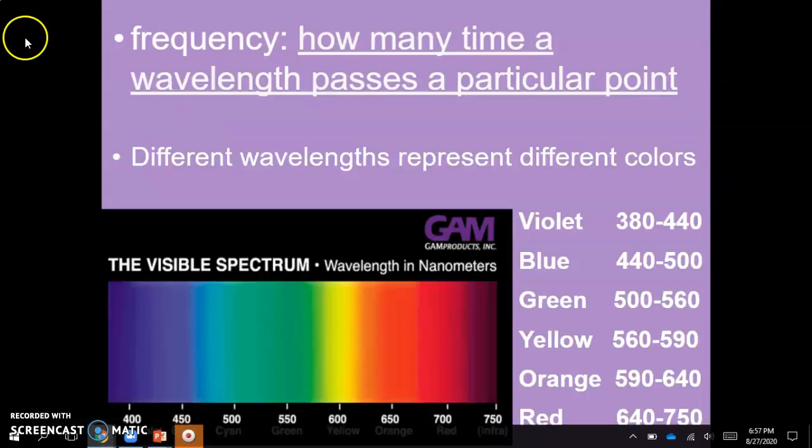Okay. Frequency, again, is just how many times a particular wavelength will pass through a particular point. So remember, if it's longer wavelengths and lower frequency, there will be fewer waves passing through you, okay? So anytime you have smaller numbers for frequency, this is going to be your indication that these are going to be lower energy, okay?